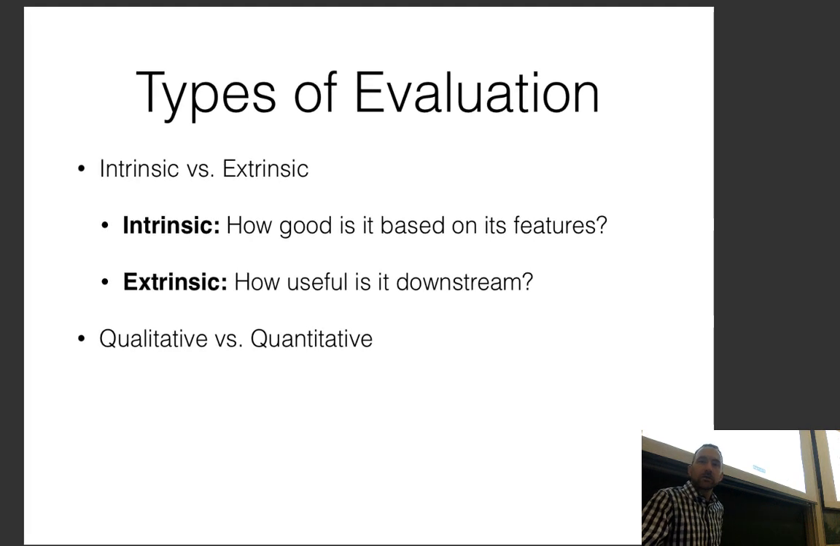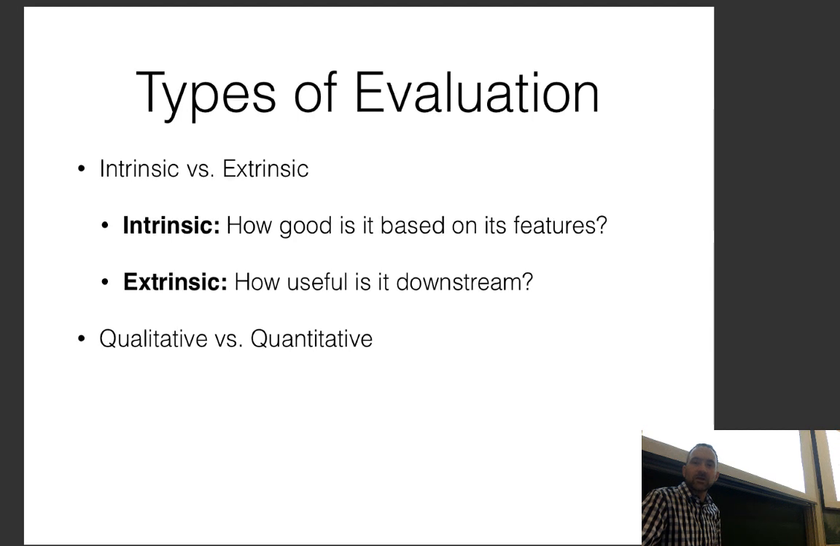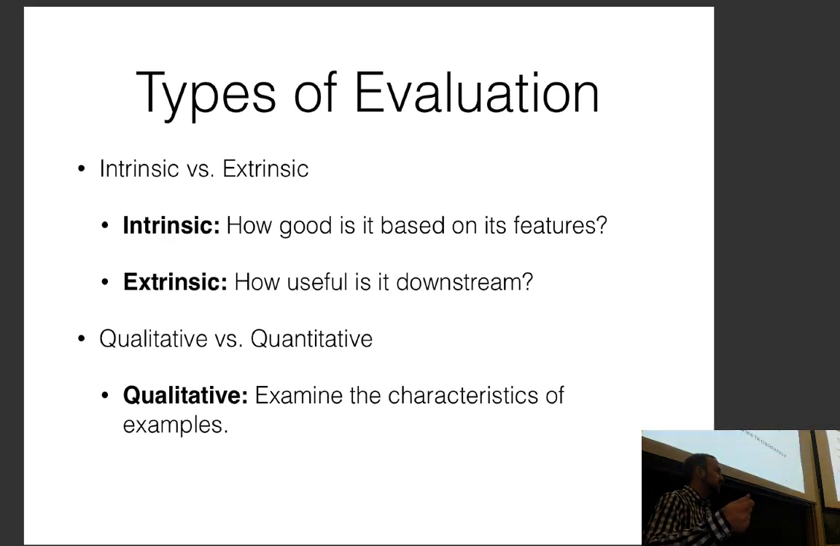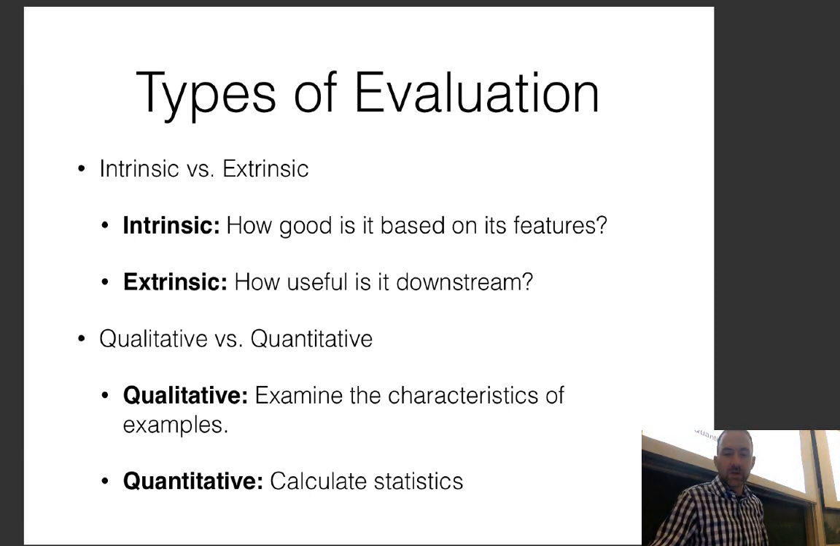And in the end, if we're learning word embeddings, we actually don't really care that much if the word embeddings look good. I can think of one or two reasons why you would care, like if you wanted to learn word embeddings and then visualize them and see if you could learn anything from them. But most of the time you just want to use them in a downstream task. The other distinction is qualitative versus quantitative. Qualitative is examining the characteristics of the examples themselves and making some sort of subjective judgment about their goodness. Whereas quantitative is calculating some sort of statistics and is maybe more rigorous.